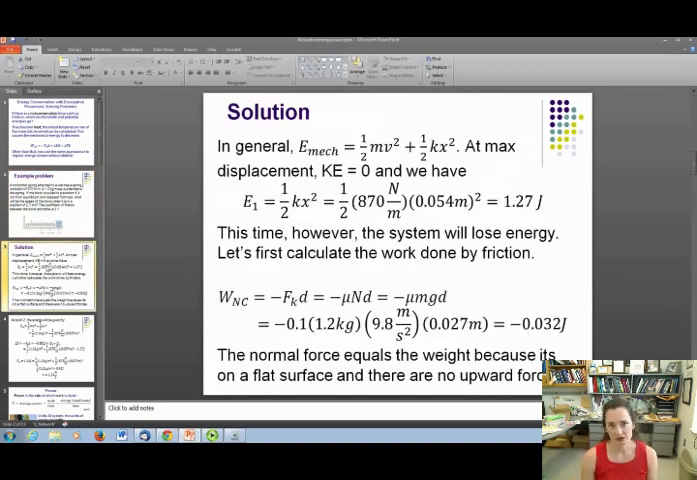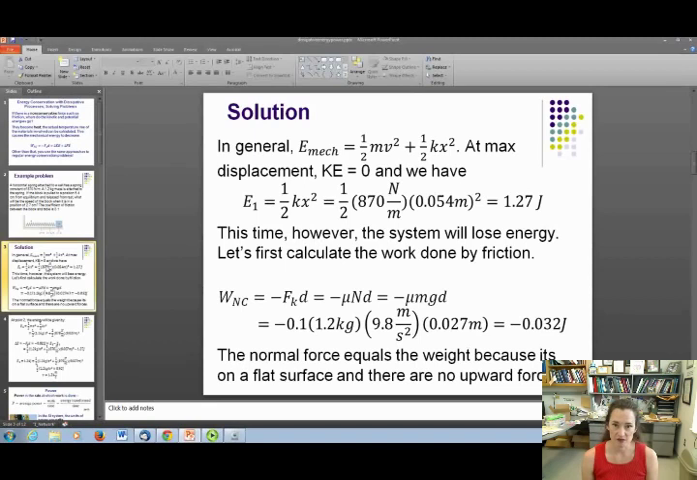Now in general, we've got a mechanical energy of kinetic plus potential, and that's equal to, in this case, 1/2 mv squared plus 1/2 kx squared. We're going to compare time t1 and time t2. We want to see what happens after this change. Time t1 will be when the block is at 5.4 centimeters displacement, and time t2 will be when it's at 2.7 centimeters displacement. At time t1, the block is released from rest, so that means that at that point the kinetic energy is equal to 0. So all of our energy is potential energy.